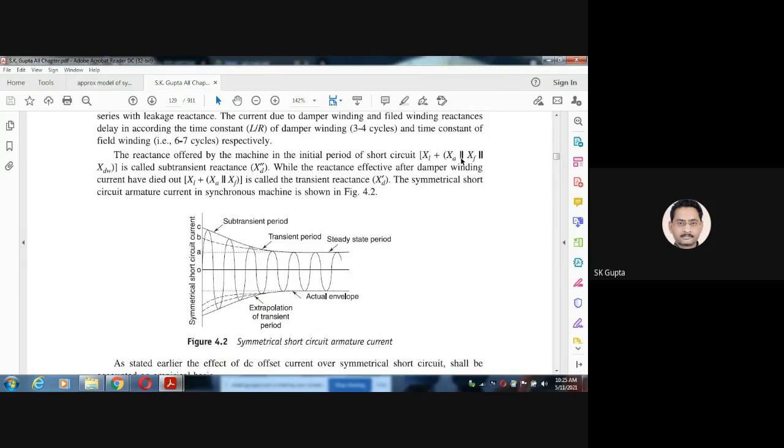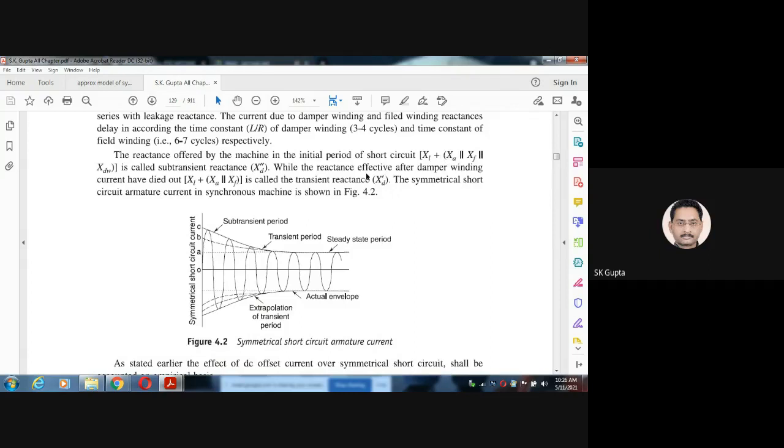But depending upon the time constant, first of all, the damper winding decays out. The damper winding time constant is low, so the current flowing because of it will be decaying. So only the remaining reactance will be left after some time. After 2-3 cycles, that means 40-50 milliseconds, only XL plus the armature in parallel with the field winding remains. And after some time, after 7-8 cycles, this field winding current also decays. So this will also not be there. Then it is only XL plus XA.